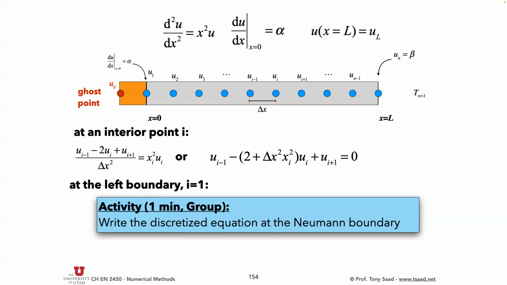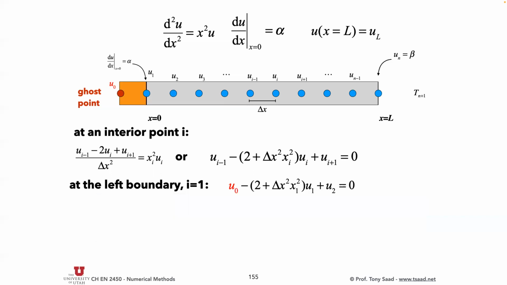Just apply this discrete equation at point I equal 1. Simply replace I by the value 1. Now, because we know there's a Neumann condition there, that's why we applied the equation over there. So that is going to give us a ghost point U0. We don't know what U0 is. I'm going to say it's imaginary, it's temporary, until we figure out how we get rid of it.